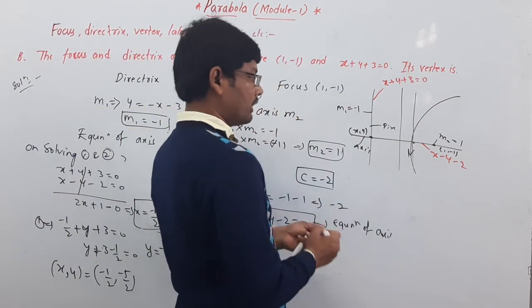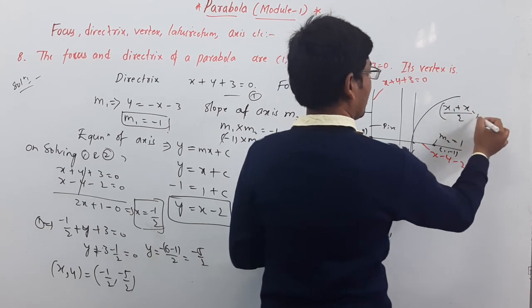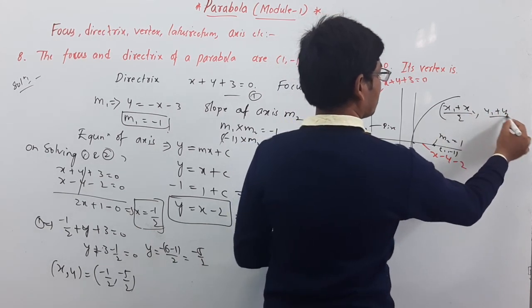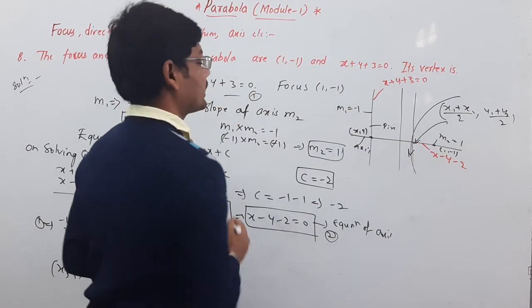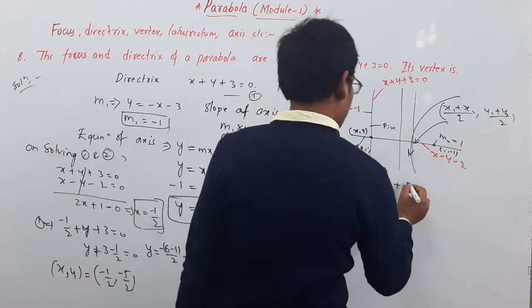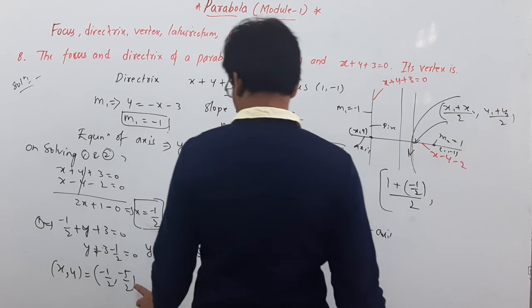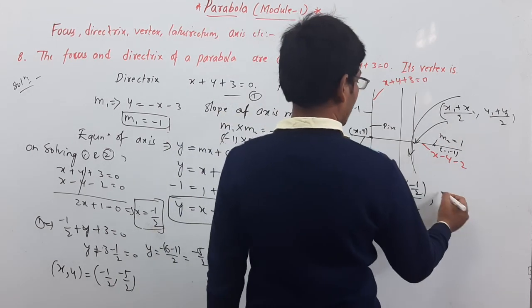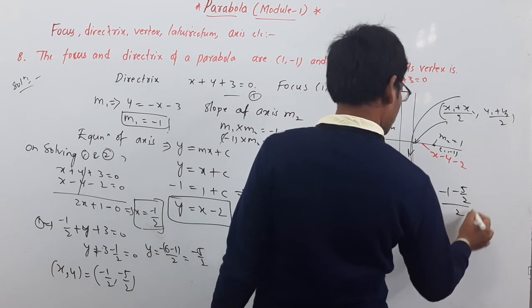Midpoint is nothing but (x1 plus x2)/2 and (y1 plus y2)/2. This is the vertex here, this is the vertex x1. This is nothing but (1 plus (x1 minus 1)/2) divided by 2, and y1 is nothing but (minus 1 minus 5/2) divided by 2.